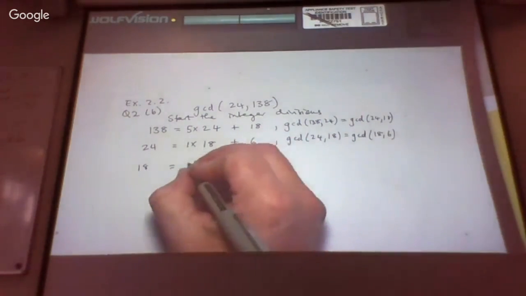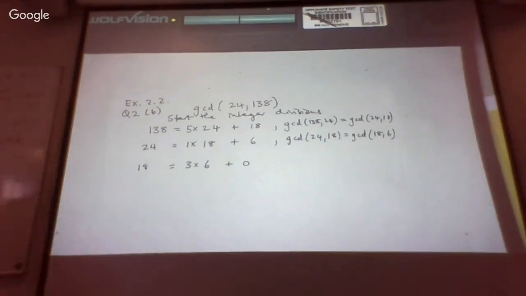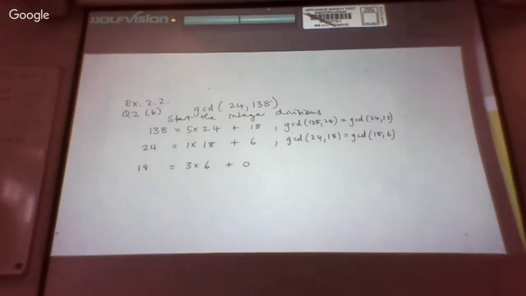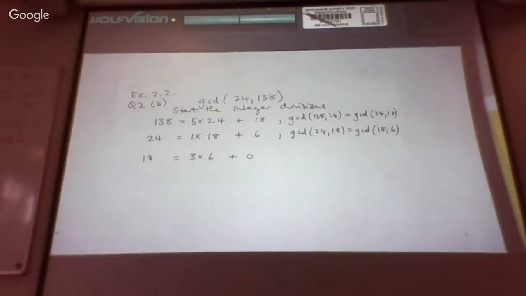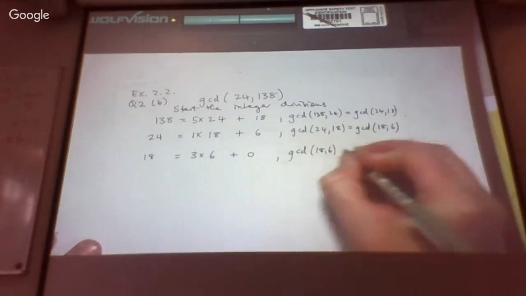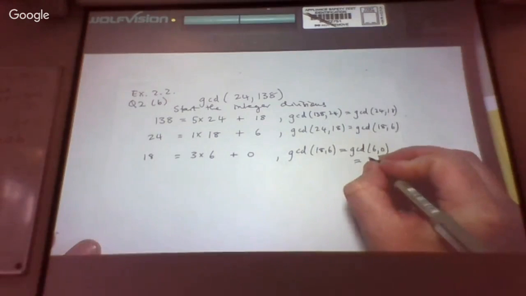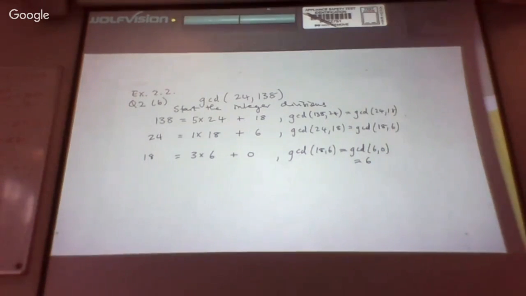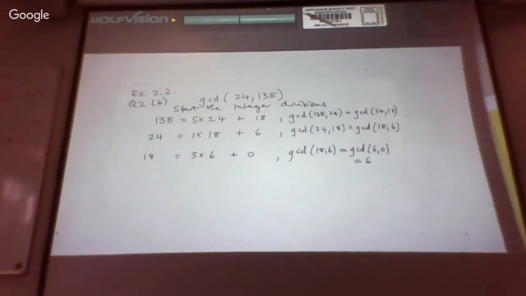That's 3. And what's the remainder? 0. Okay, so we've stopped because we've reached a remainder of 0. Let's put down the associated GCD equation, 6 and 0. Now what is the GCD of 6 and 0? It is obviously 6. The GCD of anything non-zero and 0 is just the other thing, or the absolute value of it if it's negative. So the GCD is 6.